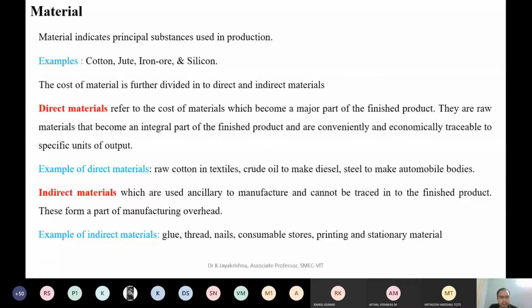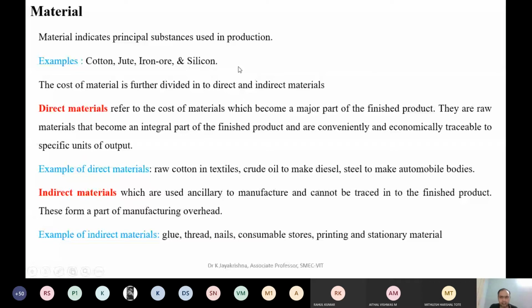The raw material to manufacture a garment may be cotton, to manufacture a bag may be jute, to manufacture a steel structure may be iron ore, and to produce the wafers for circuits in electronic components, it may be silicon. These are basically the raw materials. The cost spent on buying these raw materials we call material cost.